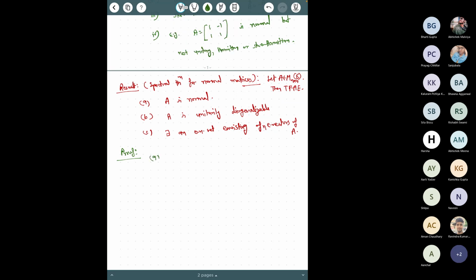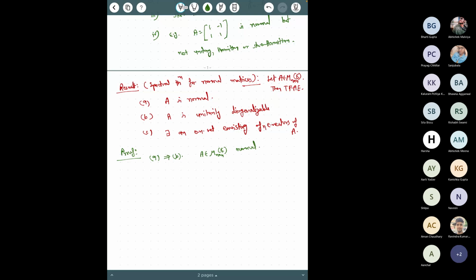So we'll prove first that A implies B. So suppose that A is normal. Using this we'll prove that A is unitarily diagonalizable. All right. So how to prove that? What is given is A is an n cross n matrix over C, which is normal, and we have to show using that that this matrix is unitarily diagonalizable.